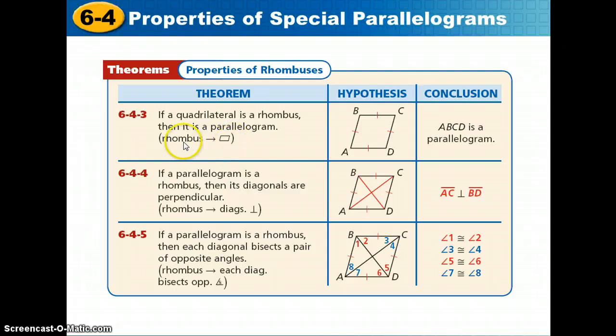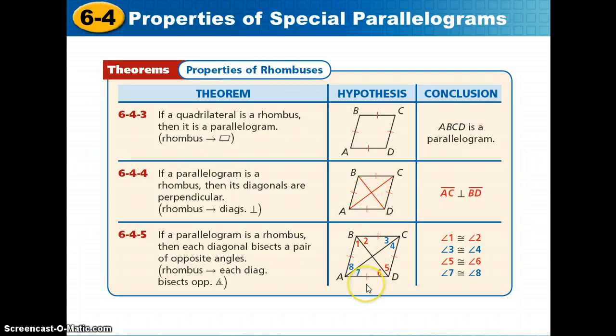First of all, if it's a rhombus, then it's a parallelogram. Because it's a parallelogram, we can come up with these two conclusions. If a parallelogram is a rhombus, then its diagonals are perpendicular, and they bisect each other because it's a parallelogram, but this theorem just focuses on the diagonals being perpendicular. That means they form right angles.